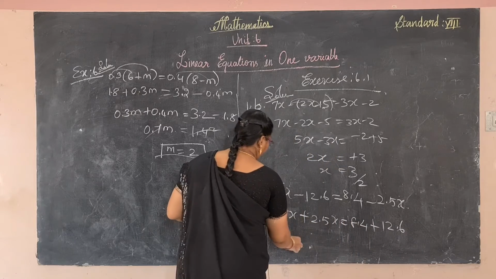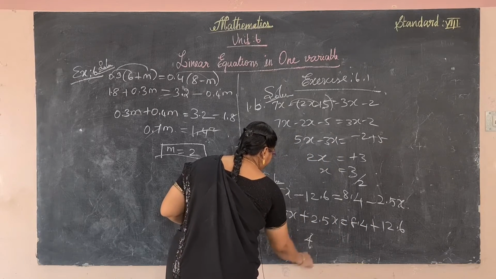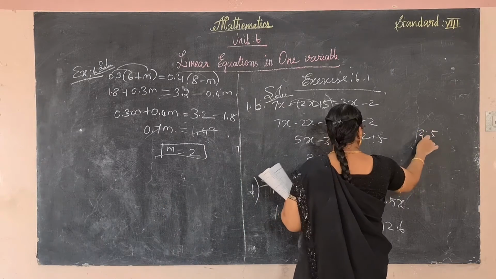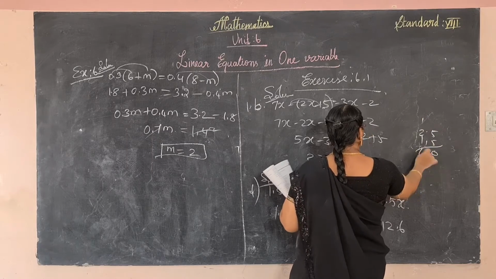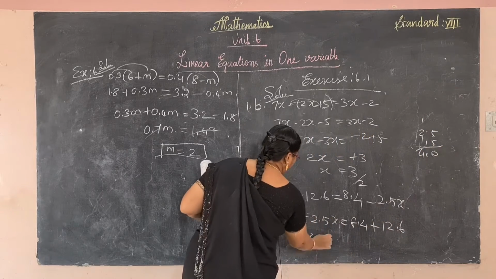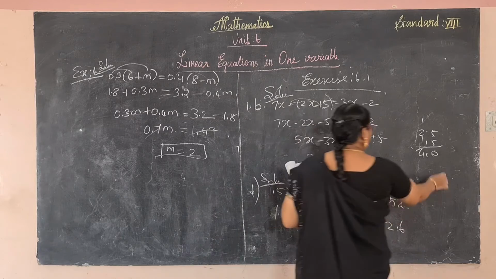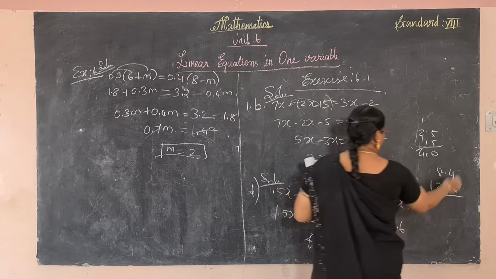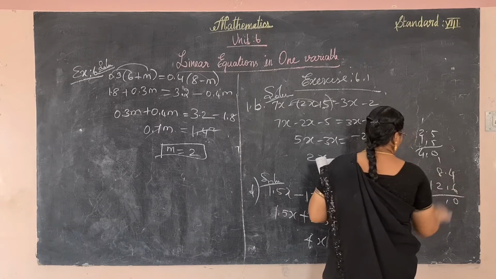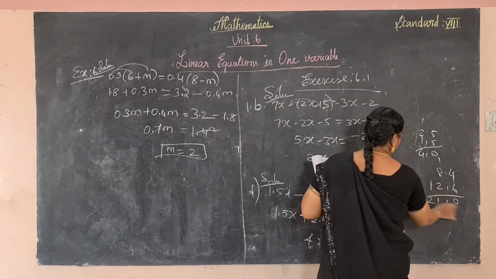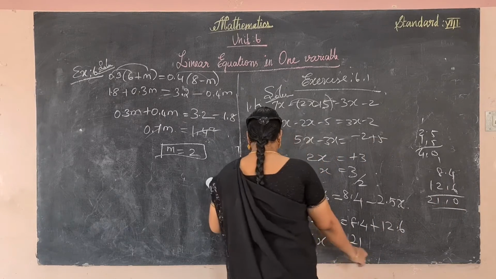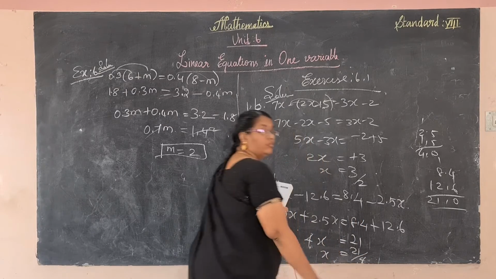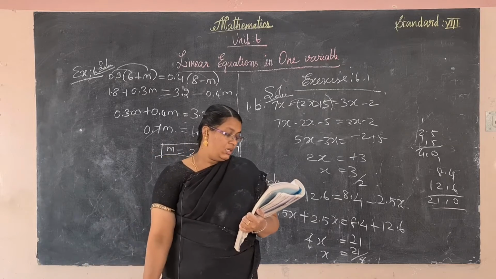Now add these values, we get 4.0, is it? 2.5, 1.5, 0, 4.0. 0 is not a value, so 4x is equal to here 8.4 and 12.6. Add the values. 4 plus 6, 10. Remaining 1, 10, 11, 21. So the answer for this problem, x equal to 21 by 4. That's it. Now see the second problem.